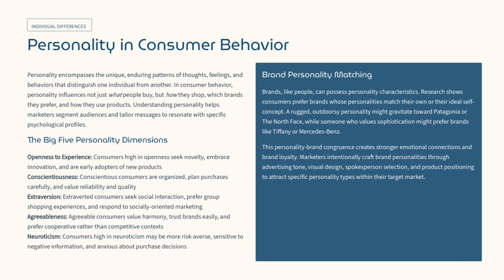Extroversion involves consumers who seek social interaction and respond well to socially oriented marketing. Agreeableness characterizes consumers who value harmony, trust brands easily, and prefer cooperative environments. Lastly, neuroticism describes consumers who may be more risk-averse, sensitive to negative information, and anxious about their purchase decisions. Understanding these personality traits helps us see that personality isn't just about individual differences. It influences what people buy, how they shop, which brands they prefer, and how they use products. By understanding personality, we can better segment our audiences and tailor our messages to resonate with their psychological profiles, ultimately creating more meaningful connections.